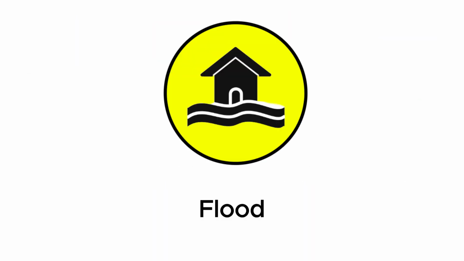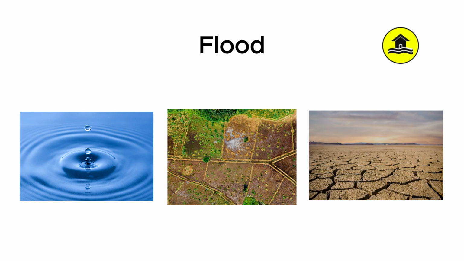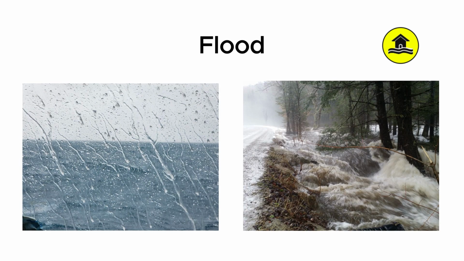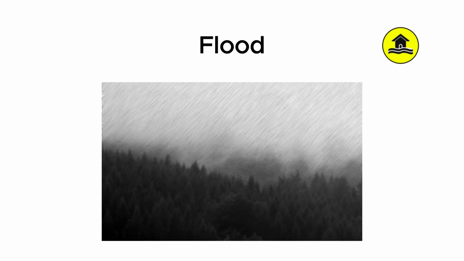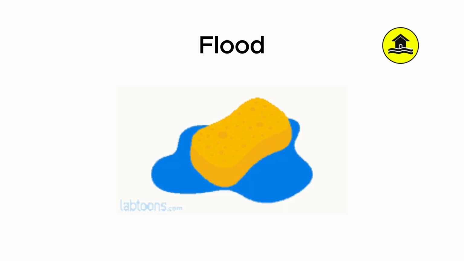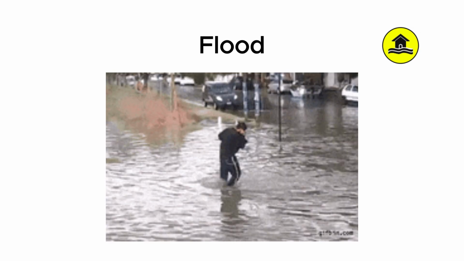Simply put, a flood happens when water covers land that's usually dry. This can happen for a few reasons, such as heavy rain, overflowing rivers, storm surges, and even dams breaking. Let me explain. If it rains a lot in a short period of time, the ground can't soak up all the water quickly enough. The extra water runs over the ground and can fill streets, homes, and parks.